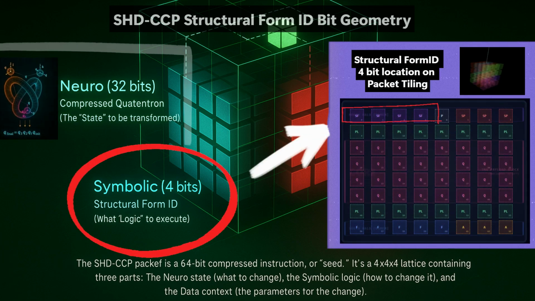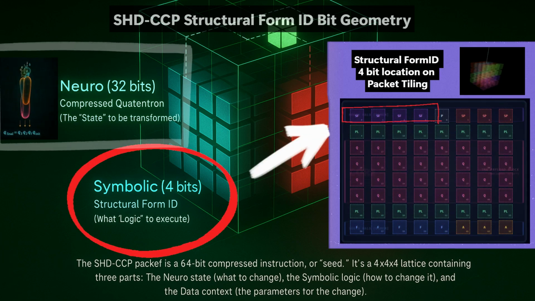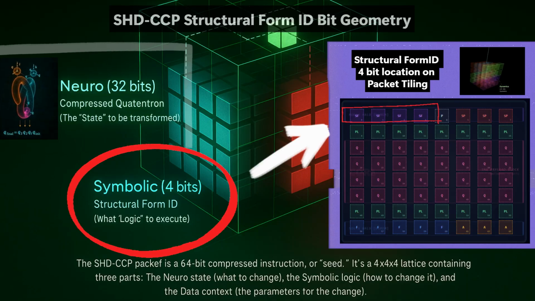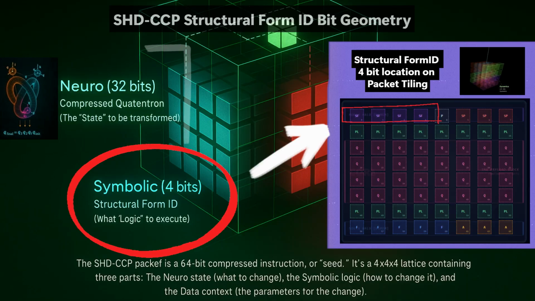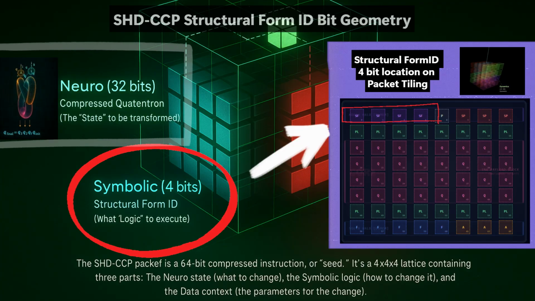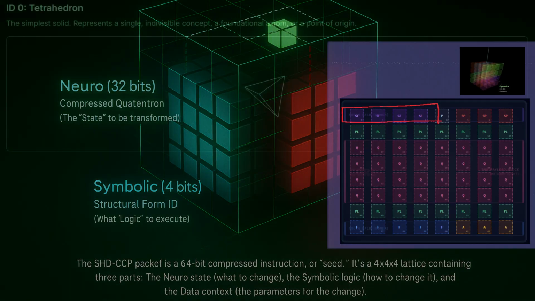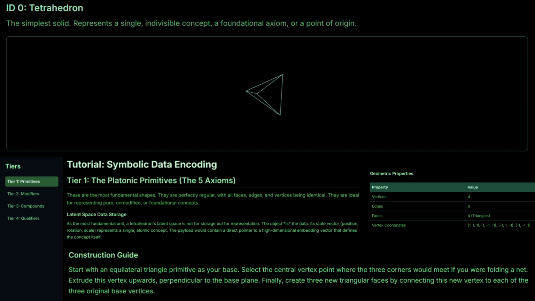Structural formID is a key component in symbolic reasoning. The packet bit layout and tiling location of these 4 bits allow us 16 possible symbolic representations that can mean any geometric shape for embedded logic. The default template for this includes the following geometric shapes. ID 0 represents the tetrahedron, the simplest solid, an indivisible concept, foundational axiom, or single point of origin.